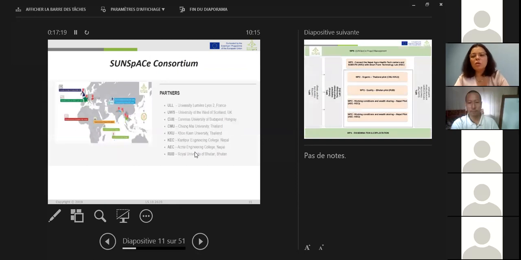The consortium of this SpACe project includes 3 European countries: France with University Lyon 2, Scotland with the University of the West of Scotland, UK, and Hungary with Corvinus University of Budapest. From the Asian partners, we have Thailand with 2 institutions, Chiang Mai University and Khon Kaen University. From Nepal, we have 2 institutions, Kantipur Engineering College and Acme Engineering College. And from Bhutan, we have the Royal University of Bhutan.